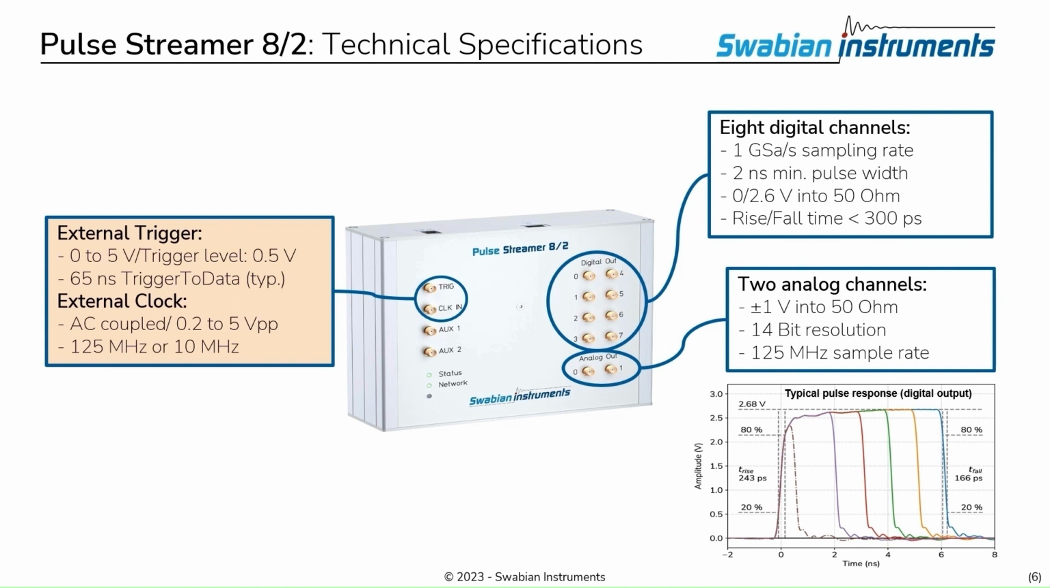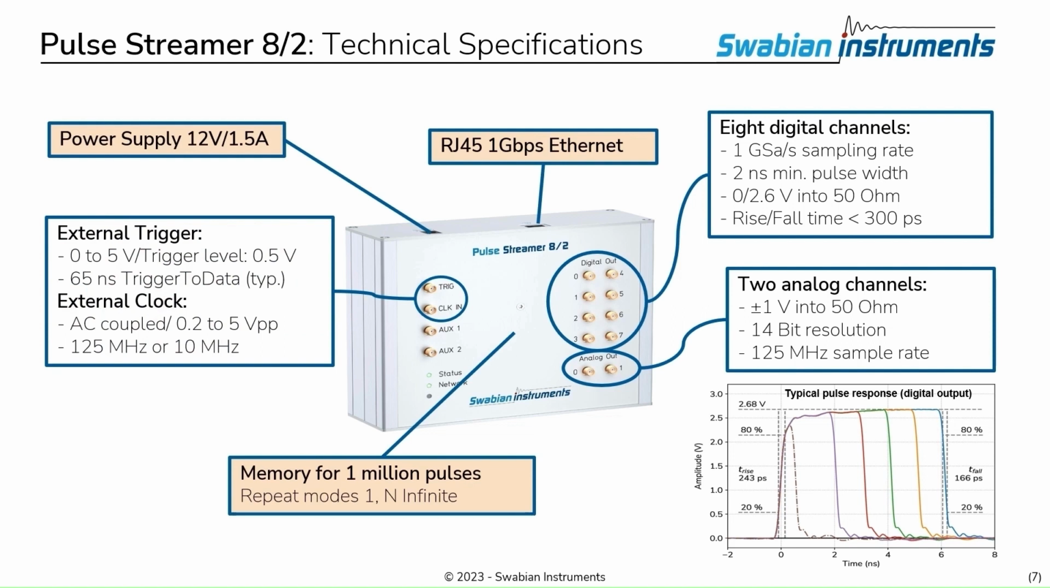With the Pulse Streamer, you can use software trigger or you can apply external signals for the trigger and clock. The corresponding input ports are on the Pulse Streamer's left side. The device communication interface is a 1 gigabit per second Ethernet, and its 512 megabyte internal memory allows you to set up sequences with 1 million pulses.